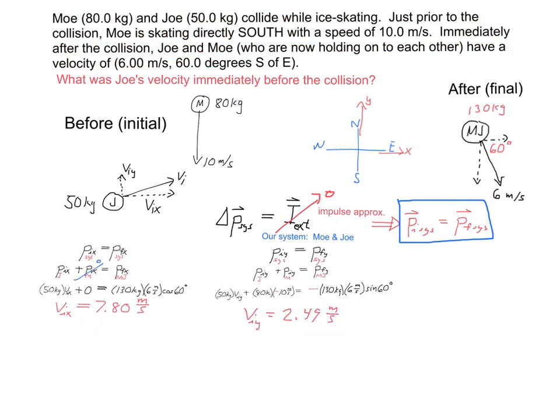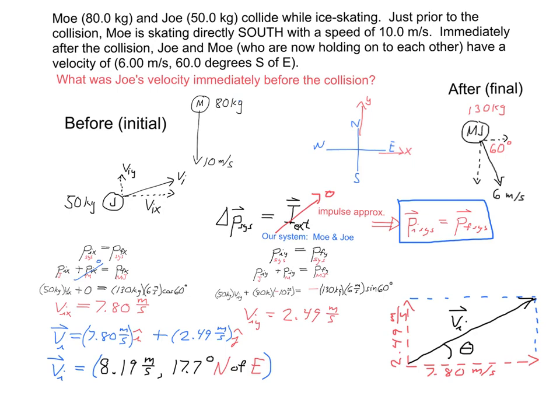Finally, we can express Joe's initial velocity in terms of the unit vectors i and j, or in terms of the magnitude and a direction. This magnitude is found in the usual way by taking the square root of the sum of the squares of the components. For the directional information, we just use the arctangent of opposite over adjacent. And finally, this north of east designation indicates that this direction of Joe's initial velocity, if you start from east, you go 17.7 degrees north from east, or north of east.